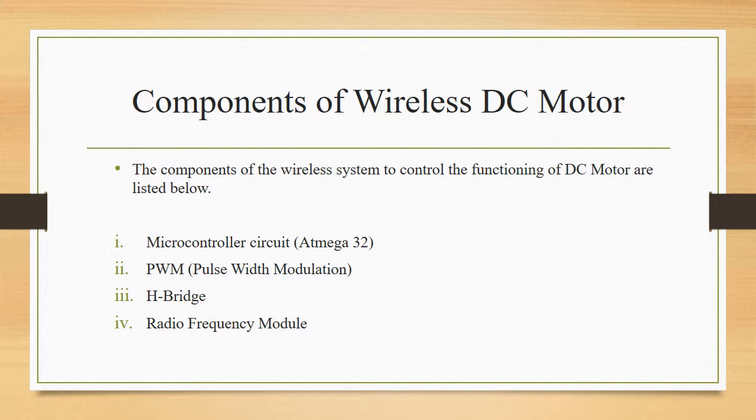Here are the components of a wireless DC motor. The components of the wireless system to control the functioning of the DC motor are listed below. First, we have the microcontroller circuit. Second, we have the pulse width modulation, H-bridge, and radio frequency module.